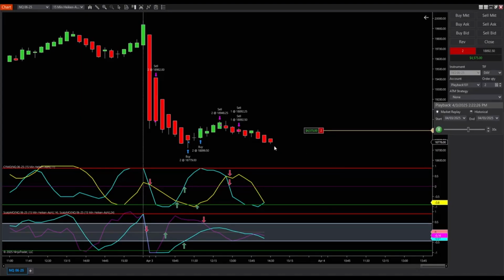Wow, that would have been $4,500, almost $5,000 right there. Not bad for one trade to the downside.